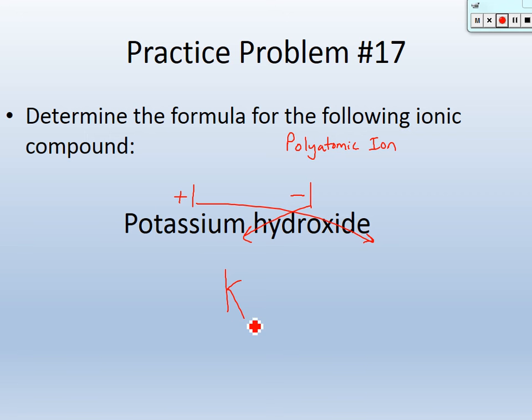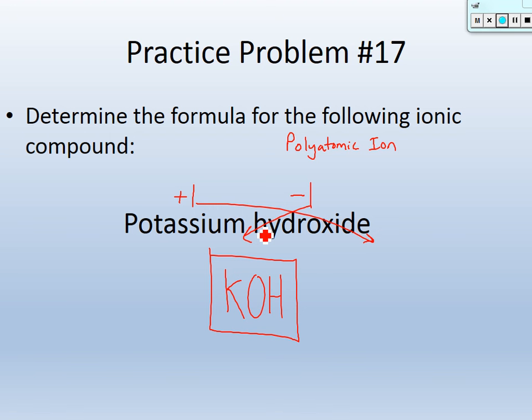What number comes by the K? 1. Yeah, the 1. Do I need to write it? Nope. Okay, so let's move on. Hydroxide, what is its symbol? Yeah, it's OH. What number comes by the OH? A 1. Do I need to write anything? Nope. So that's it. Do I put the negative sign by it? No, you don't. You don't ever bring down the negative signs here. On the table, that just tells you its charge. Okay, that is potassium hydroxide.